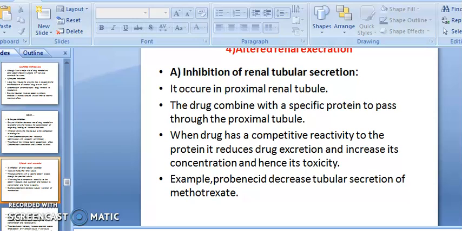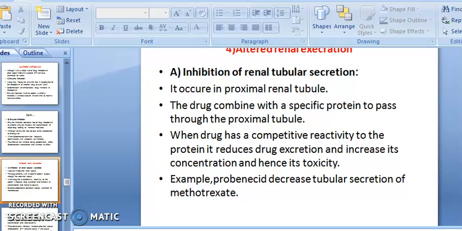Inhibition of renal tubular secretion. When you look at the structure of the nephron, there are tubules. A tubule is a tube-like structure where secretion takes place. It occurs in the proximal renal tubule, which is a part of the tubule. The drugs combine with specific proteins to pass through the proximal tubule.